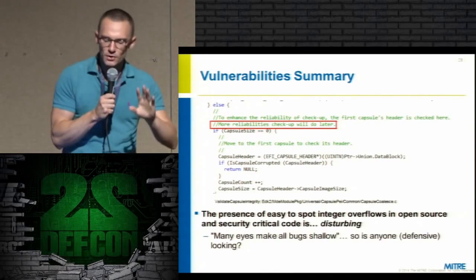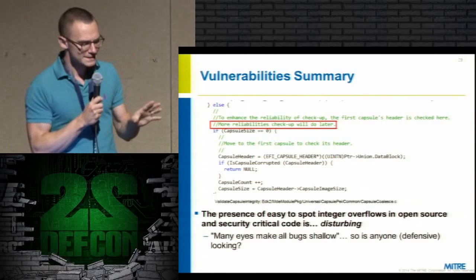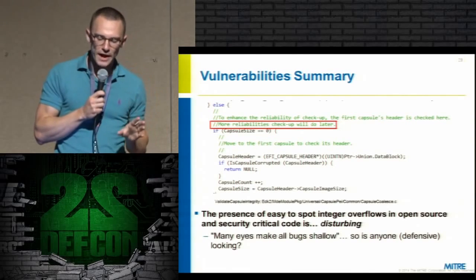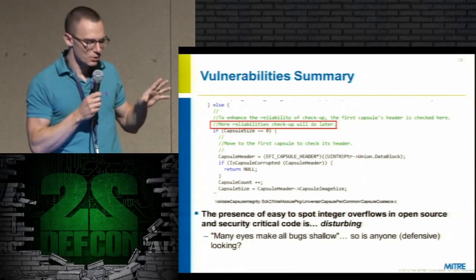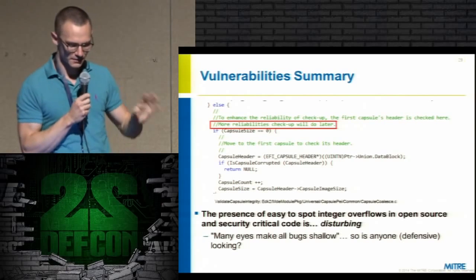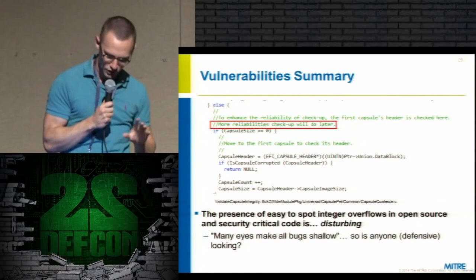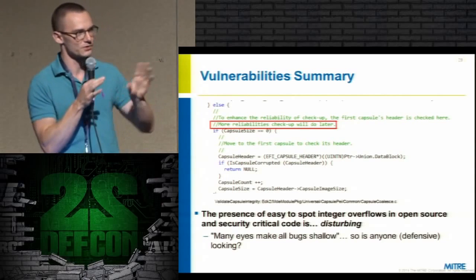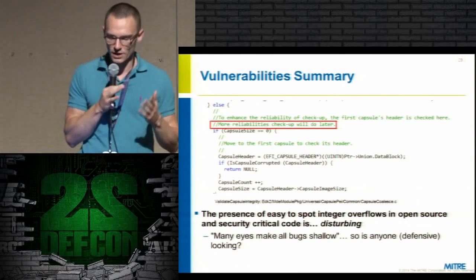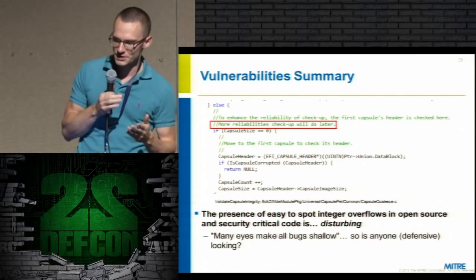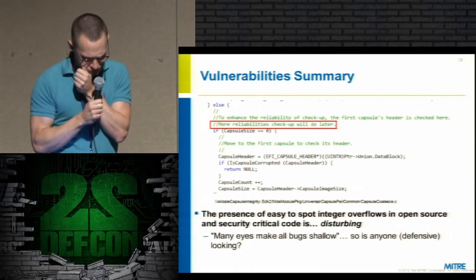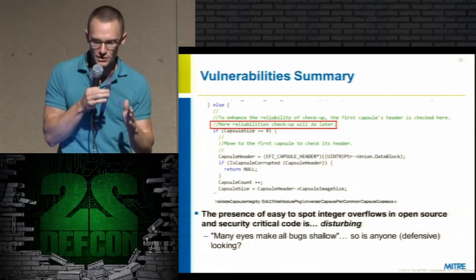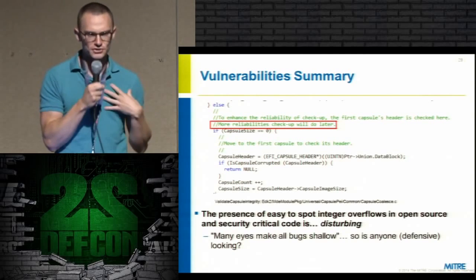Now the funny thing is, when I was auditing this code, many of the vulnerabilities were easy to spot, and in fact the developers were obviously aware that there were possibly bad things occurring. Like you see in this comment, it says "more liabilities, checkup, will do later," and "should add additional sanity checks here," and so forth. So, okay, whatever. Obviously there would be an issue, but they didn't actually bother to fix them. And just in general, the presence of these really easy to find vulnerabilities in absolutely security critical code that is open source was pretty disturbing to me.